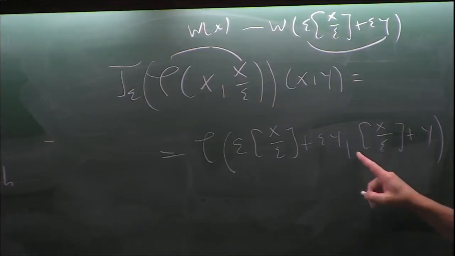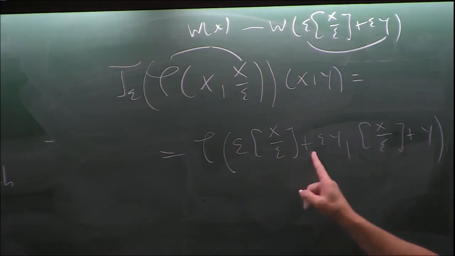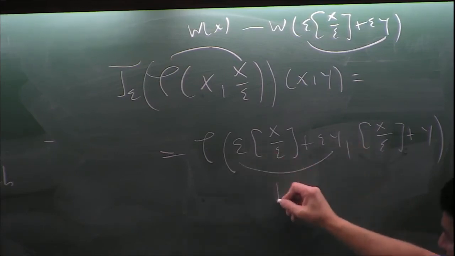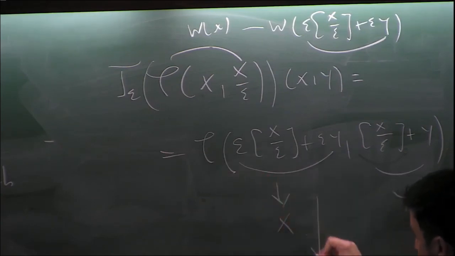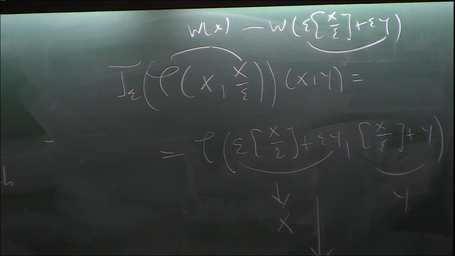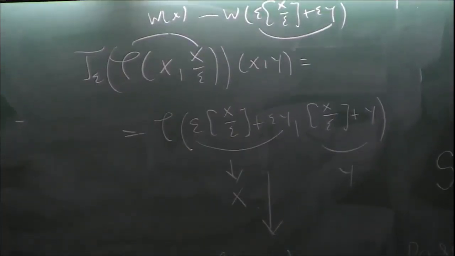So here I use periodicity for the test function in the two-scale. And here I use the smoothness. If it's smooth, I can pass to the limit inside. This goes to x, and this is y. So this basically will go to phi of x and y. Okay, so that's the main idea.